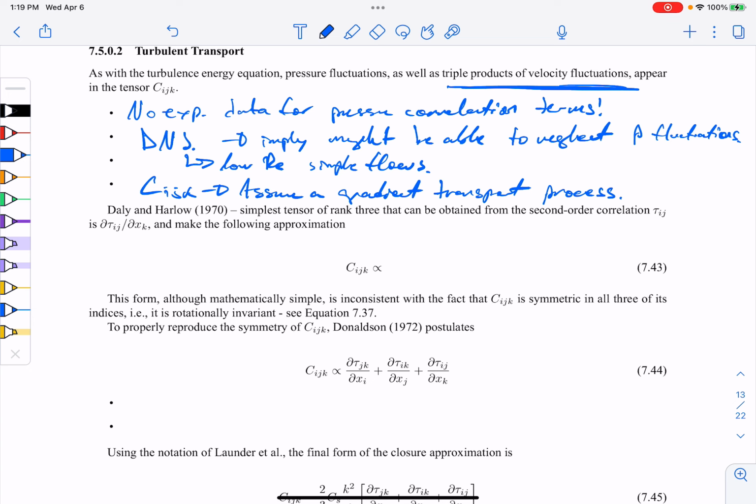And the most common approach for modeling Cijk is to assume a gradient transport process. So one of the first people who did that was Daly and Harlow in 1970, and they proposed a simple rank 3 tensor, which can be obtained from second-order correlations of tau ij, which is partial tau ij, partial xk, and they can make the following approximation. Cijk is proportional to partial tau ij, partial xk. So that's a good proportionality, which I think produces some good results. Now you can see this is a very nice and simple mathematical formulation, but it's unfortunately inconsistent because of the fact that Cijk is symmetric in all three of its indices.